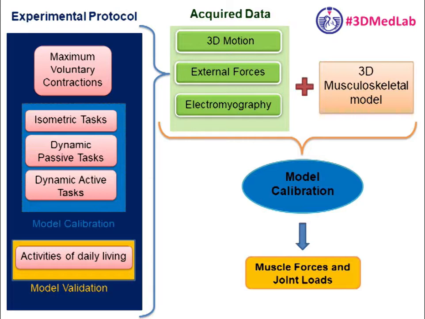These tasks included isometric tasks, dynamic passive tasks, and dynamic active tasks. I had to make sure that those tasks can cover almost all of the motions that our shoulder complex can create. And I also had to include a group of activities of daily living to validate the model.